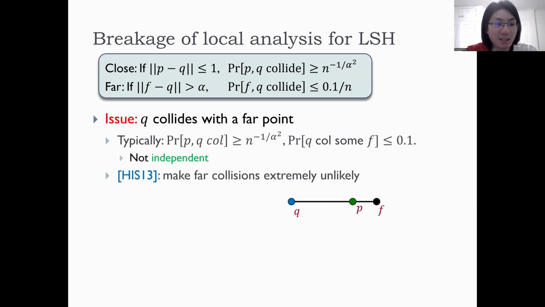The method of HRS 13 is to make the far collision extremely unlikely. So we boost the probability 3 times so that the close points collide with probability n to the minus 3 over alpha squared, while the far point collision is extremely small, which we can union bound on all pairs of P and Q to ensure that no far pair collides.